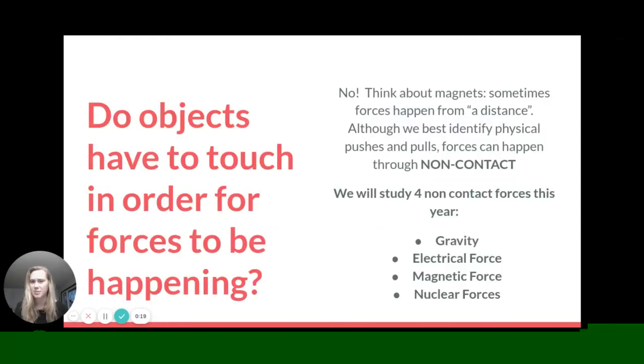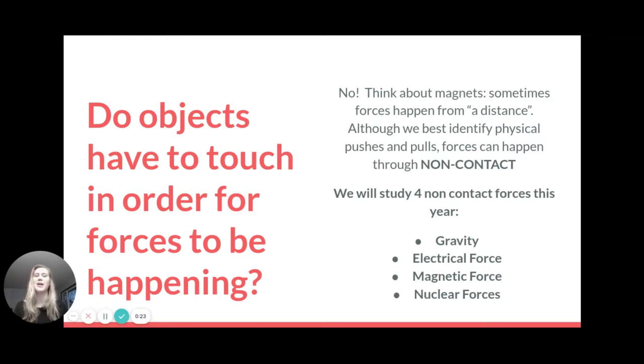And so do objects have to be touching in order for forces to happen? No. Think about magnets, right? So sometimes forces happen from what we call a distance. Although we best identify forces as physical pushes and pulls, forces can happen when there is no contact between two objects. We will study 4 non-contact forces this year: gravity, electrical force, magnetic force, and nuclear forces.